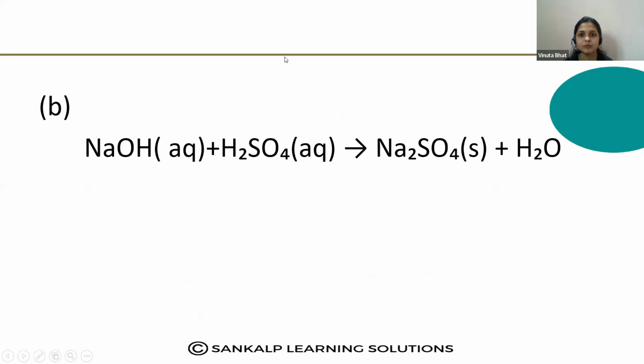Next question. Balance the following reaction. Sodium hydroxide, when it reacts with the sulfuric acid, forms sodium sulfate plus water.